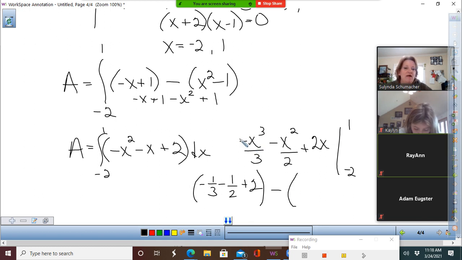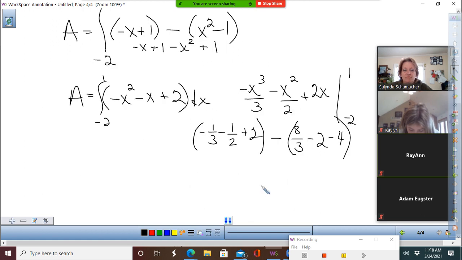I'd be minus 8, with a negative makes a plus 8/3. Minus 2 squared is 4, with a negative in front, divided by 2 is minus 2. And then minus 4. All right, simplifying this one up, I get 7/6 minus, and in this one I get minus 10/3.